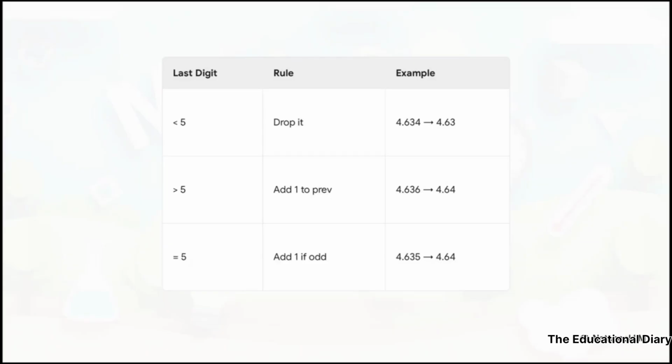Now, what's really interesting about this slide is the rounding rules, specifically when a number ends exactly in 5. So if the last digit is less than 5, you just drop it. Easy. If it's greater than 5, you add 1 to the previous digit. Also easy. But if it ends in exactly 5, there's a special odd/even rule you gotta follow. You only add 1 if the previous digit is odd. For example, take 4.635. Because that 3 is odd, we round the whole thing up to 4.64. But actually, if it had been an even number, we would have just left it alone.